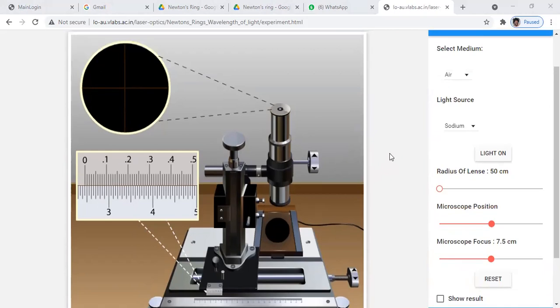Is it 0.52? No. What is the value of the smallest division here? From 3 to 4, how many divisions are there? Count it. There are 20 divisions, right? 3 to 4 means 1 centimeter, and in 1 centimeter there are 20 divisions. So 1 divided by 20 is S here, right?